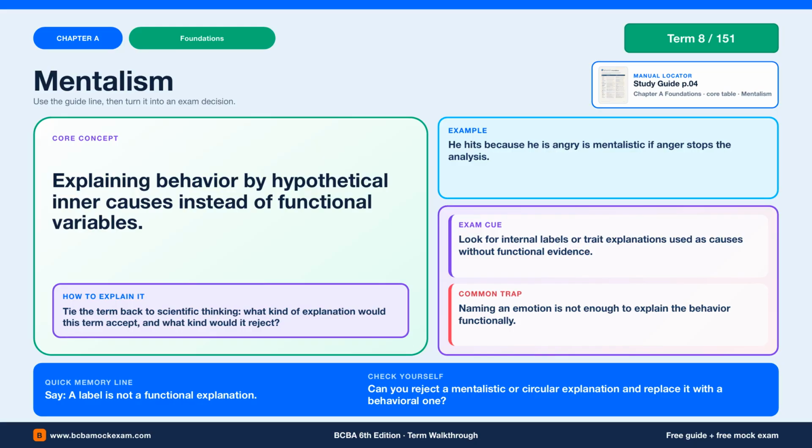In everyday language, we use them all the time. But on the exam, the question is usually asking for the functional explanation. What happened before? What happened after? What consequence has maintained the behavior? Memory line. A label is not a functional explanation.